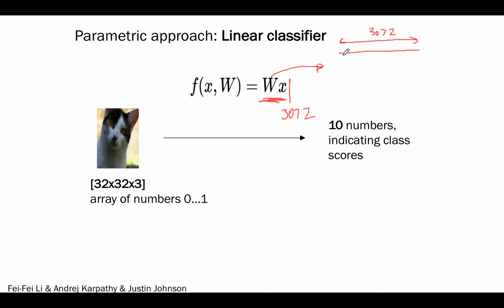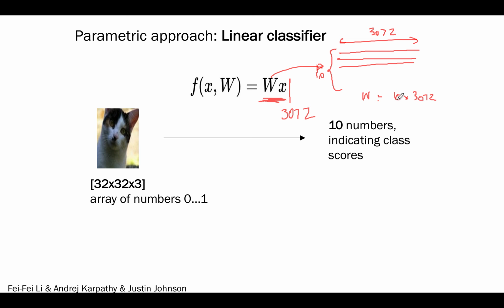Okay, and how many rows? If I have one row here, I'll get the value for the first class. So I put a second row for the second class, a third row for the third class, and so on. How many classes do I have? I have 10. So W is going to be 10 by 3072.